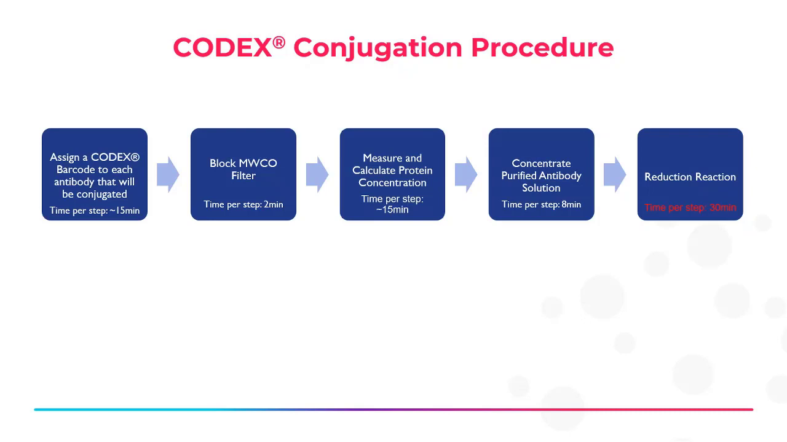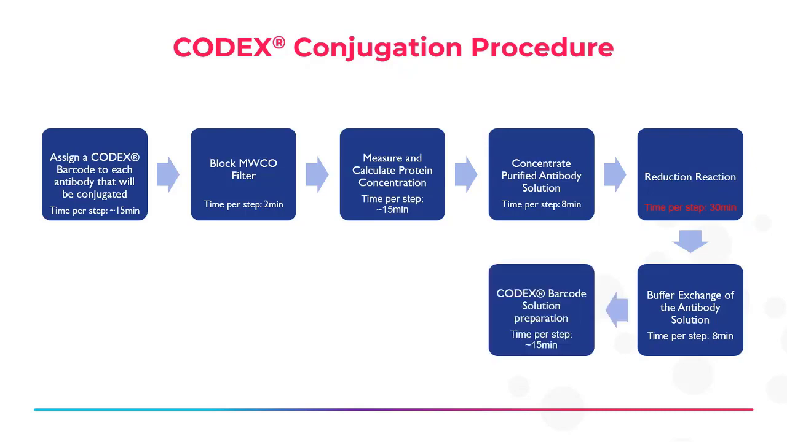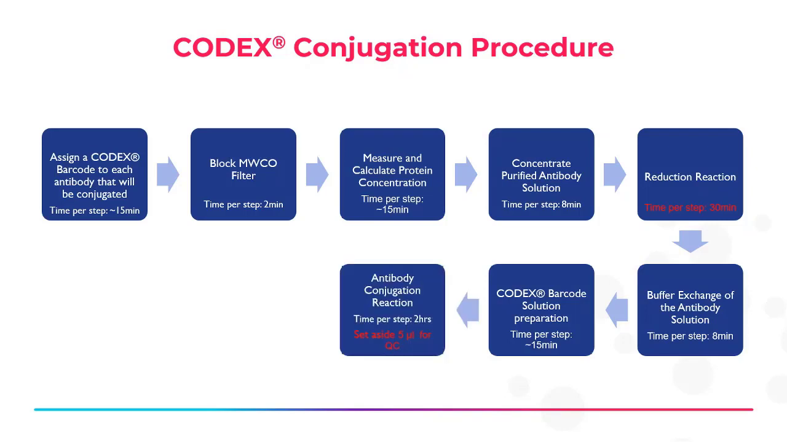Once this incubation is complete, you'll proceed to conduct a buffer exchange, and you can prepare the barcode solution at the same time. Now, once that's complete, you'll set up the antibody conjugation reaction, which will take 2 hours. Please be sure at the end of the 2 hours to set aside 5 microliters of the solution for quality control, and you can keep this aliquot at 4 degrees centigrade.